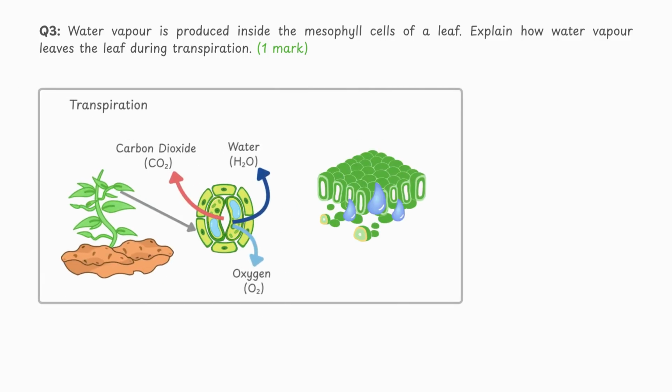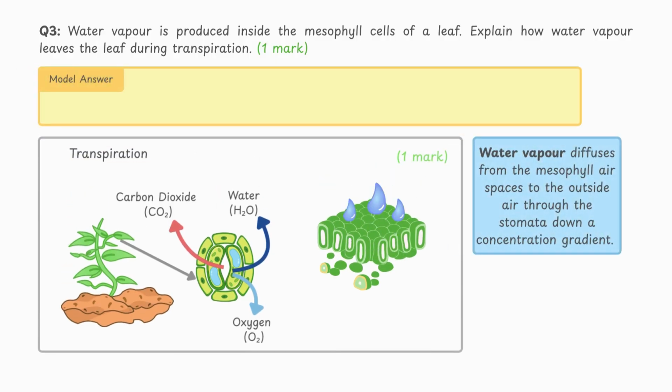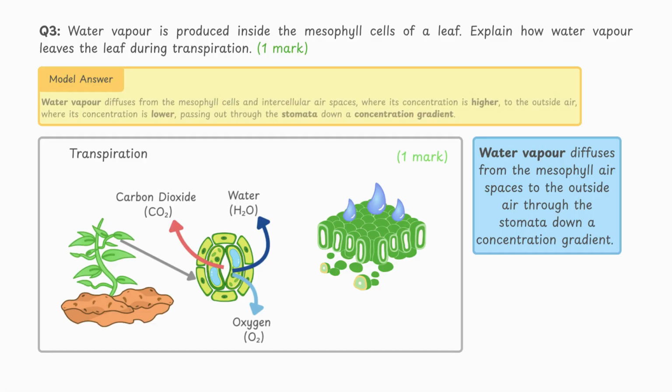Water vapor is produced inside the mesophyll cells of the leaf. Inside the leaf, the concentration of water vapor is higher than it is outside in the air. Because of this difference in concentration, water vapor diffuses from the mesophyll cells into the intercellular air spaces and then out of the leaf through the stomata. This movement happens down a concentration gradient, from high concentration inside the leaf to lower concentration outside.